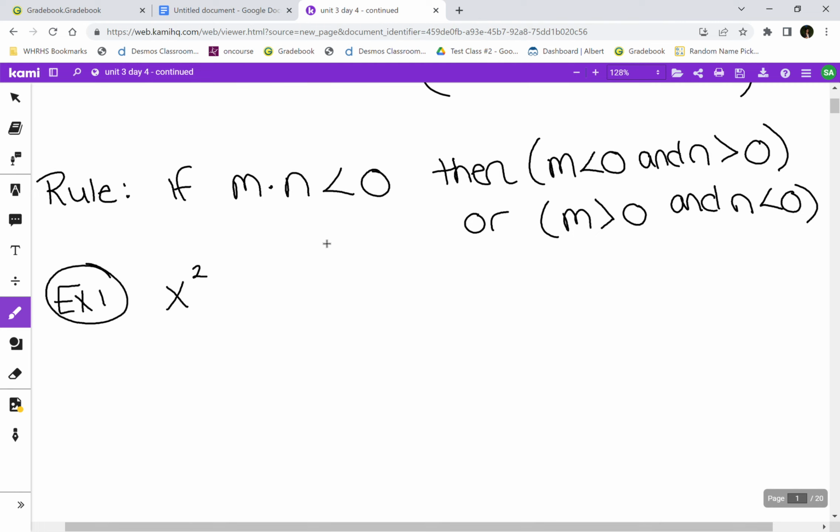So if we have x squared minus x minus 6 is greater than 0. So this is a quadratic inequality, right? We have a quadratic and we don't have an equation, we now have an inequality. So this is called a quadratic inequality. What we want to do now is factor the quadratic. When we factor the quadratic, we're going to get x minus 3 and x plus 2 as our factors.